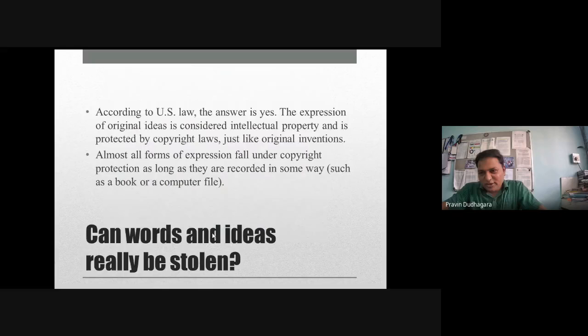So can words or ideas really be stolen or not? According to United States law, the answer is yes. The expression of the original idea is considered intellectual property and is protected by copyright law, just like an original invention or discovery. So almost all forms of expression fall under copyright protection, as long as they are recorded in some meaningful way, like in a book, on a CD, or in a computer file or folder. Clear?